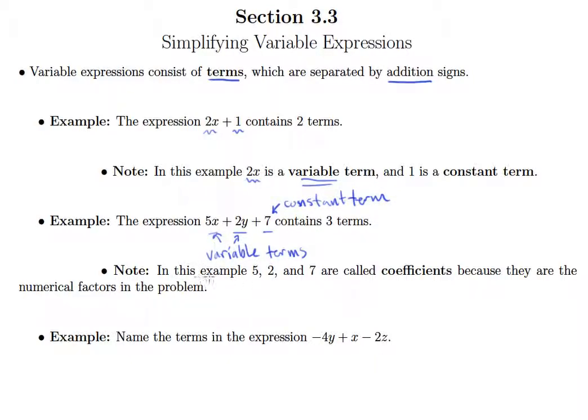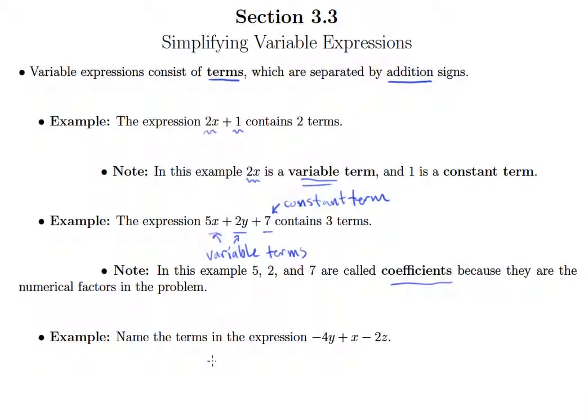All right, and then the other note here reminds us of a piece of vocabulary that we've used quite a bit, that of a coefficient, right? So we talked already about something like 5x. 5 is the coefficient. It's the numerical factor that we're multiplying the variable by. But actually, 5, 2, and 7 are all coefficients. So even though 7 doesn't have a variable, we can refer to it as a coefficient because it is a numerical factor in the problem.